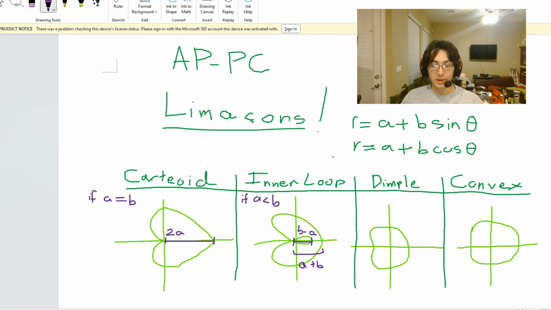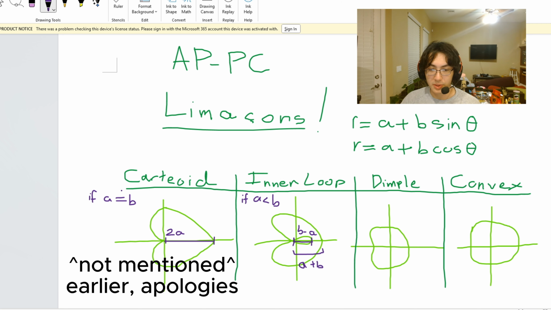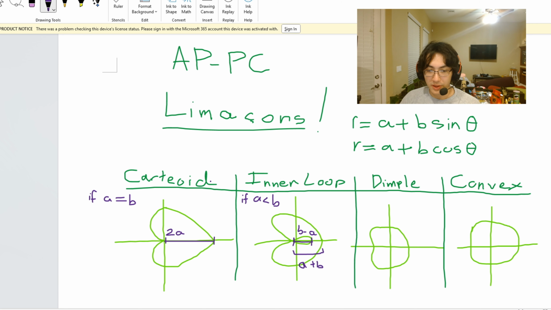Here's what we have so far. I wrote the things for a cardioid. If a equals b, then we have a cardioid, and the diameter of our cardioid will be double a or double b. I just didn't write double b because it's the same thing. For the inner loop, if a is less than b, then it is an inner loop limacon. The diameter of the smaller loop will be b minus a, and the diameter of the big loop will be a plus b. This figure is kind of screwed up, so ignore my bad drawing.